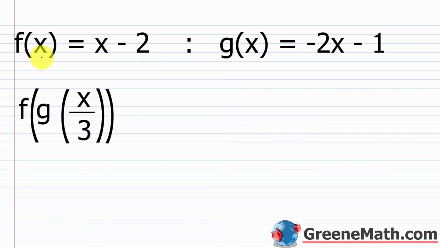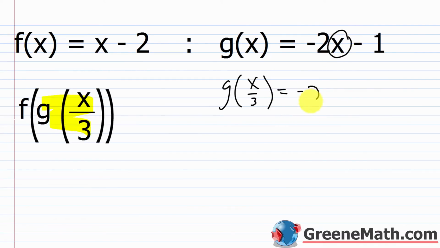All right, so we're going to take a look at f of x equals x minus 2. g of x is equal to negative 2x minus 1. And we want to find f of g of x over 3. So the first thing I would do is find g of x over 3. So if I came over here and said, what is g of x over 3? All I'm going to do is I'm going to plug in an x over 3 everywhere I see an x.